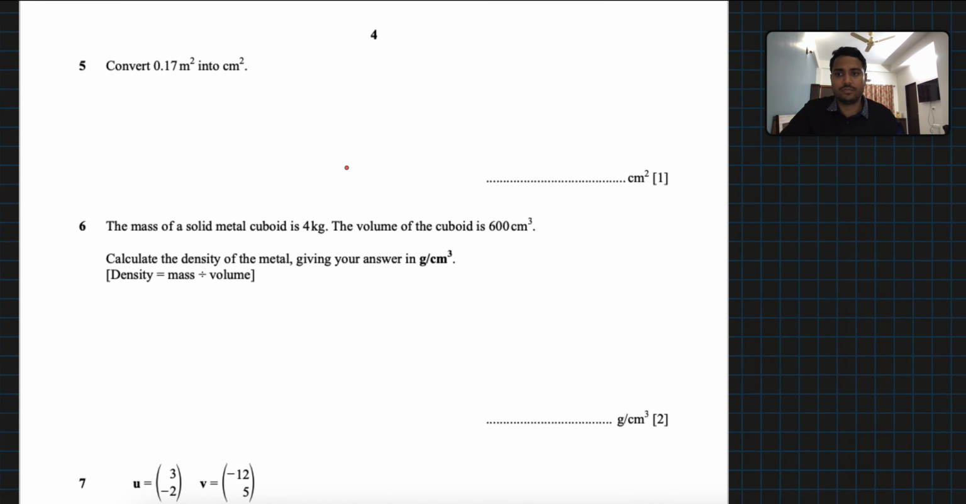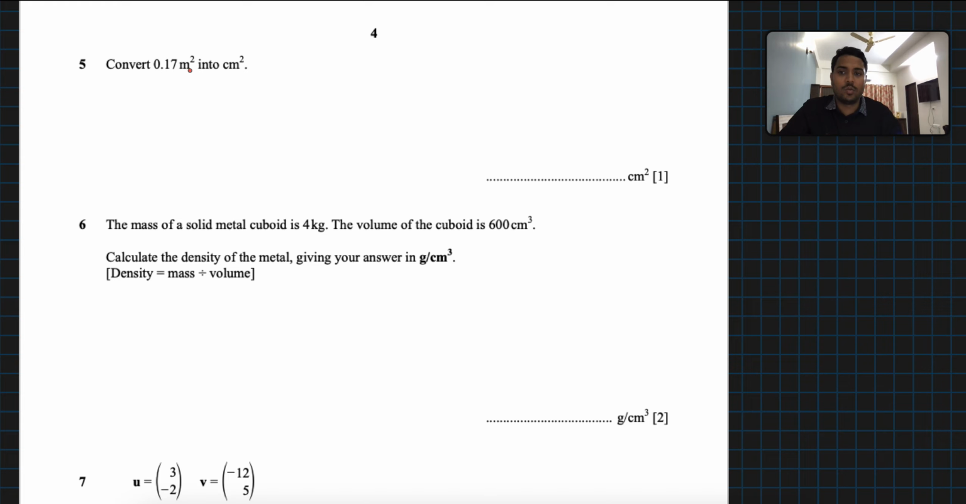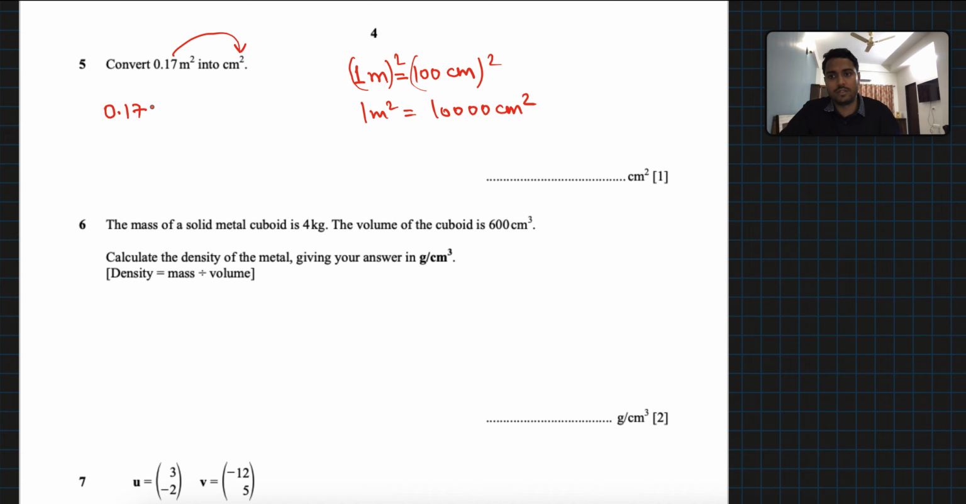Question number 5. It says convert 0.17 meter square to centimeter square. So first we have to understand the conversion. 1 meter is actually 100 centimeters. So if we square both sides, we get 1 meter square equals 10,000 centimeter square, and this will help us find the conversion of 0.17 meter square to centimeter square. So 0.17 multiplied by 10,000 is going to give us 1700 centimeter square. So we just have to write 1700 centimeter square.